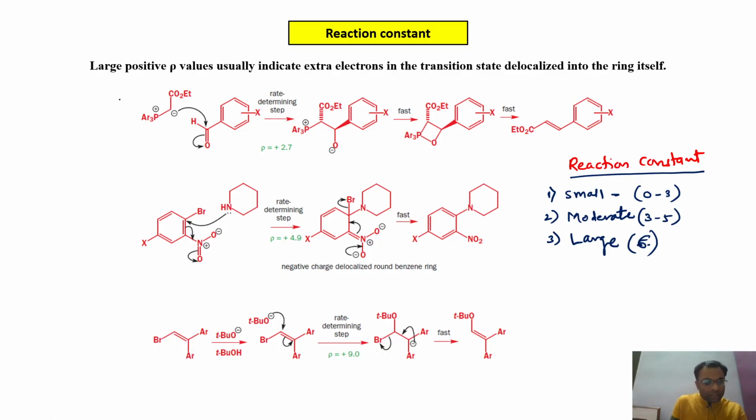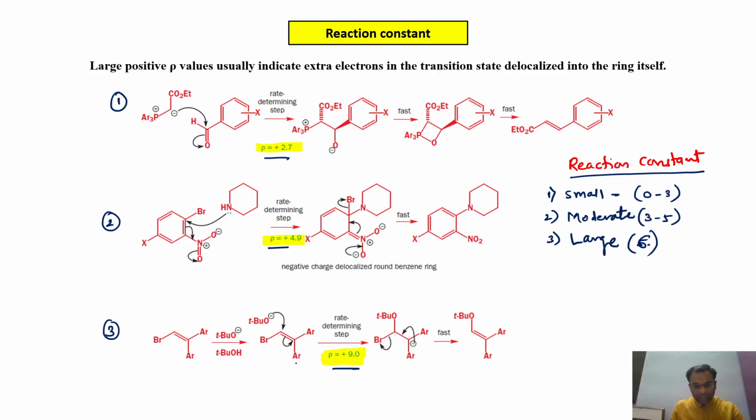So here we basically have three examples with different values of the reaction constant. For the first reaction we have a rho value equal to plus 2.7. For the second we have a rho value equal to 4.09, and for the third reaction we have a rho value of 9.0. In all cases we have a positive sign of the reaction constant.